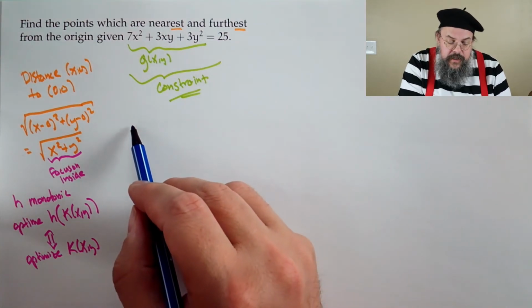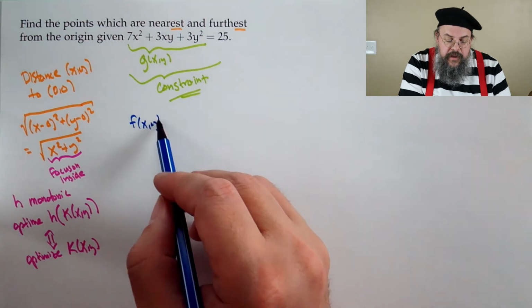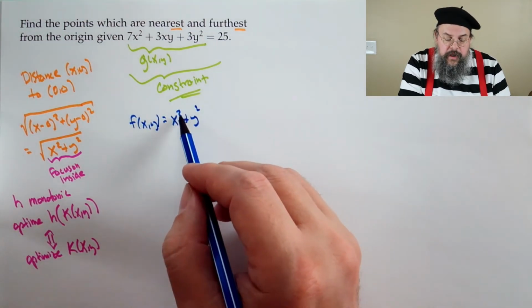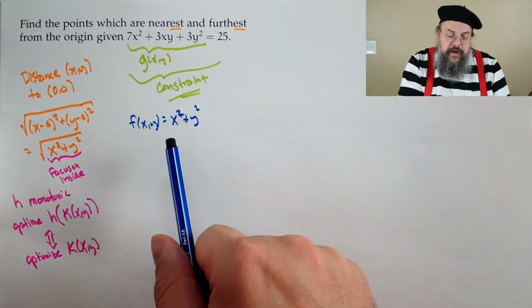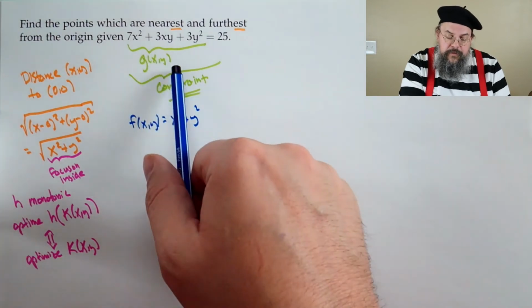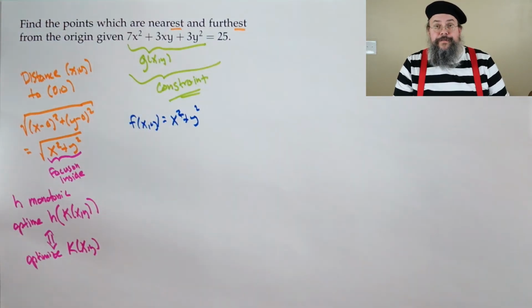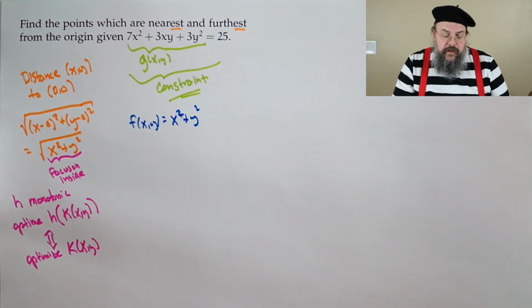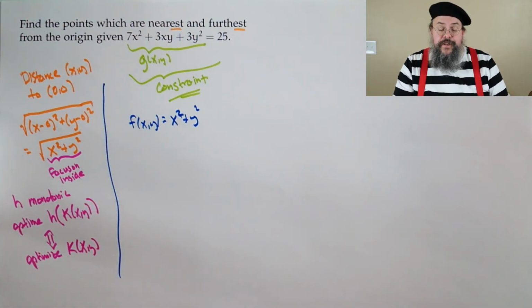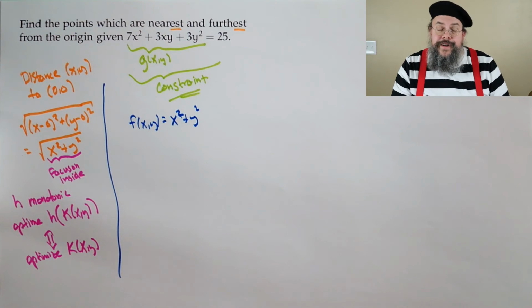What's our function? We're going to focus on the piece on the inside. So x squared plus y squared. So here we go. We want to optimize x squared plus y squared, given that 7x squared plus 3xy plus 3y squared equals 25. Okay, that doesn't sound so bad. That sounds like we could actually do it.